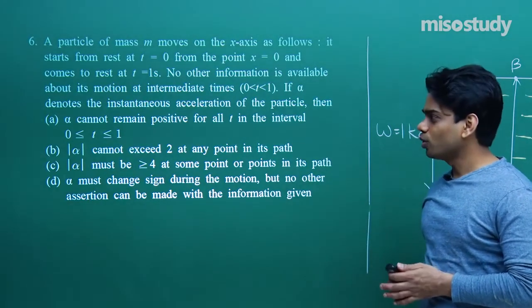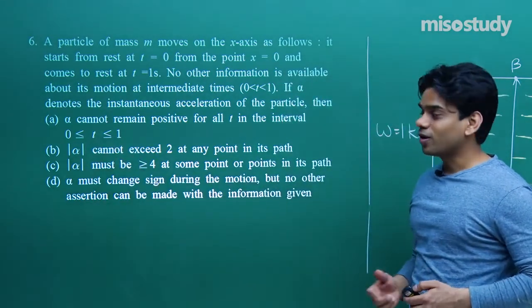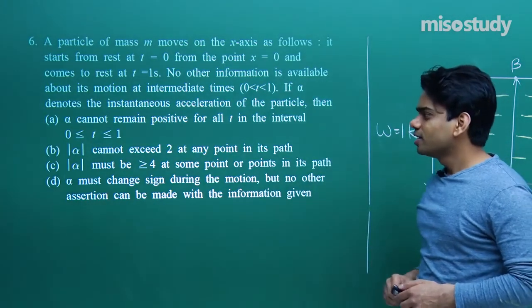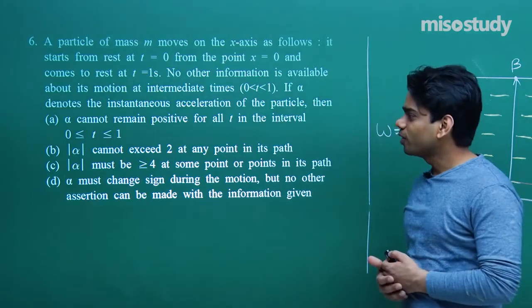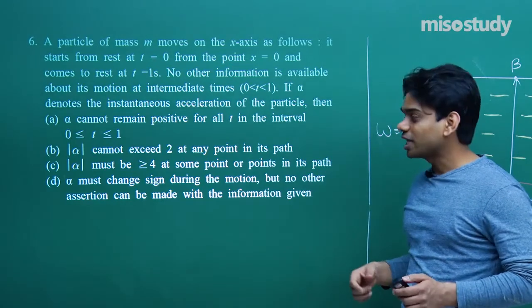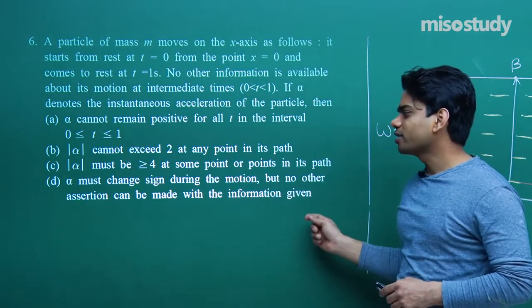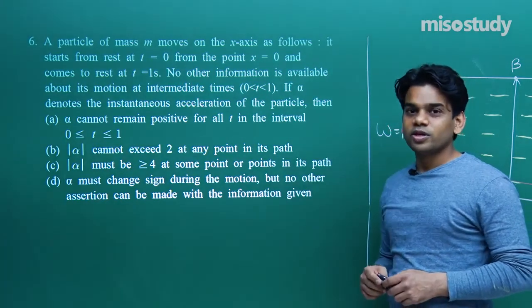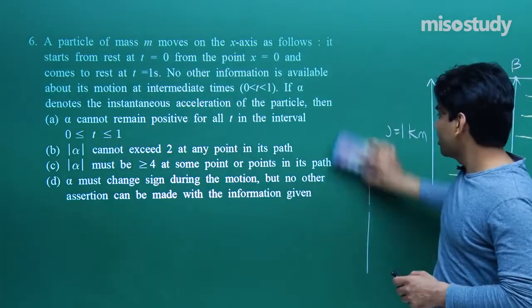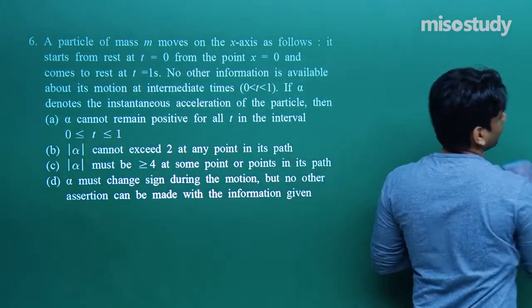That's time running from 0 to 1, as you can see here. Option B, modulus of alpha, that is magnitude of alpha, cannot exceed 2 at any point in its path. We'll check that. C, modulus of alpha must be greater than or equal to 4 at some point or points in its path. We'll check that also. Option D, alpha must change sign during the motion, but no other assertion can be made with the information given. So let us check all the options. Have a quick look at the question once again, and I will clear the board and we'll start as you read the question once again.